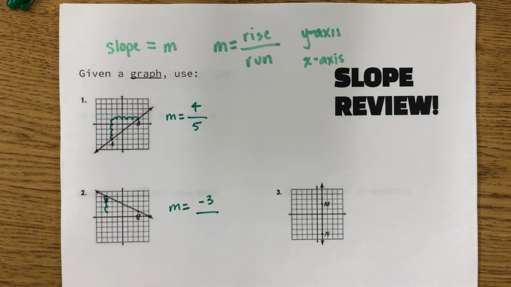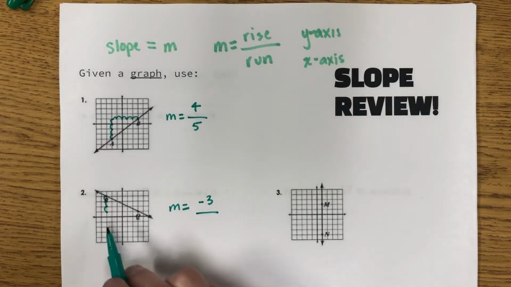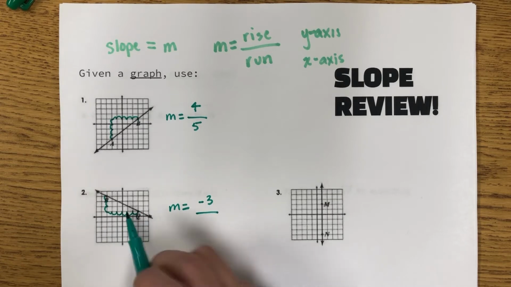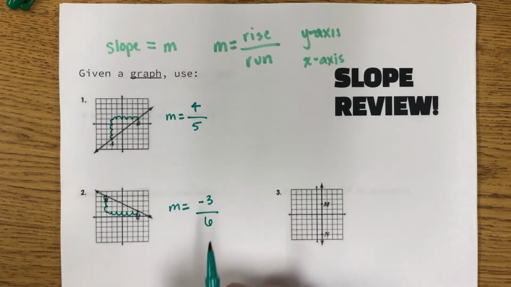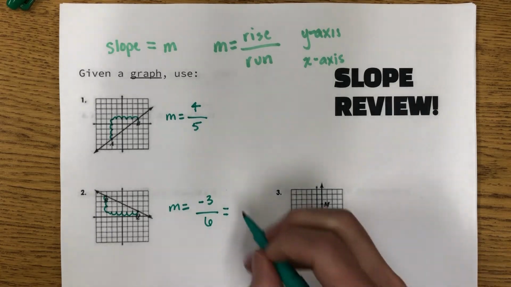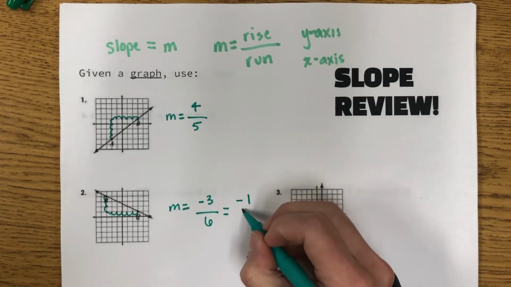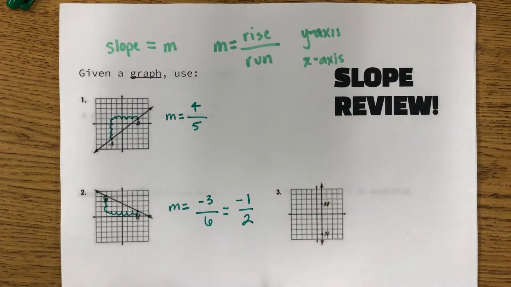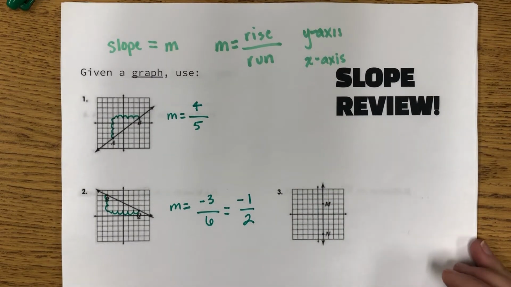And now let's determine what our run is. So we're moving from left to right all the way to Q. 1, 2, 3, 4, 5, 6. So negative 3 over 6. Now, since we're moving to the right, it would also be positive. So we have a negative over a positive, which makes this number a negative. And we will always simplify this. Both numbers are divisible by 3. So we're going to divide by 3. Negative 3 divided by 3 is negative 1 over 2. So our final slope on this one is negative 1 over 2.